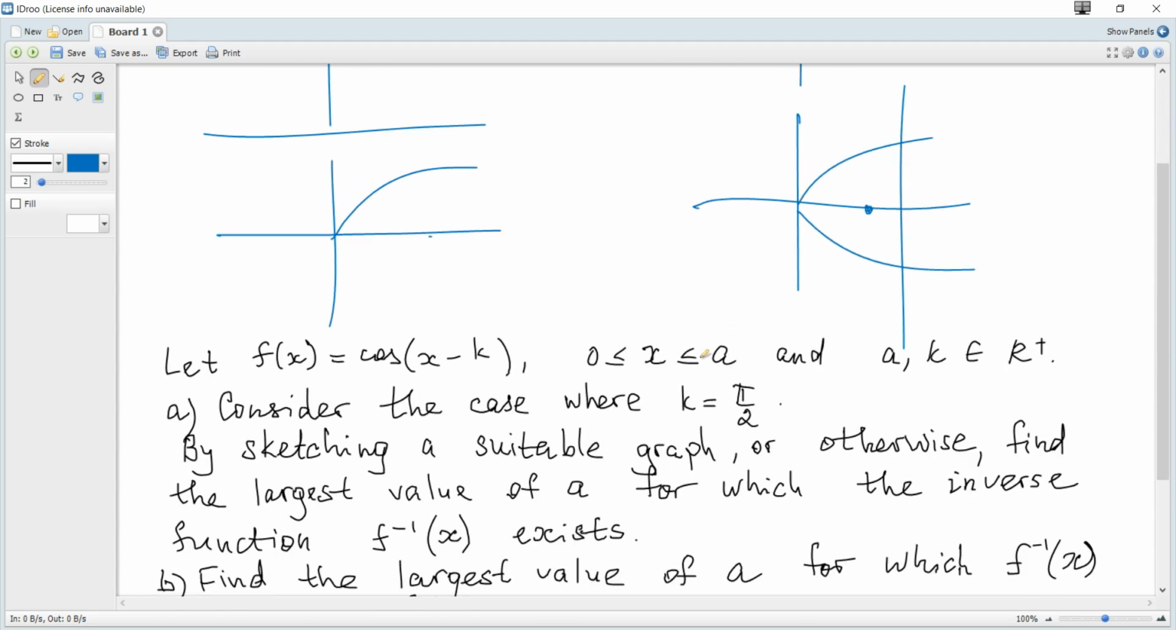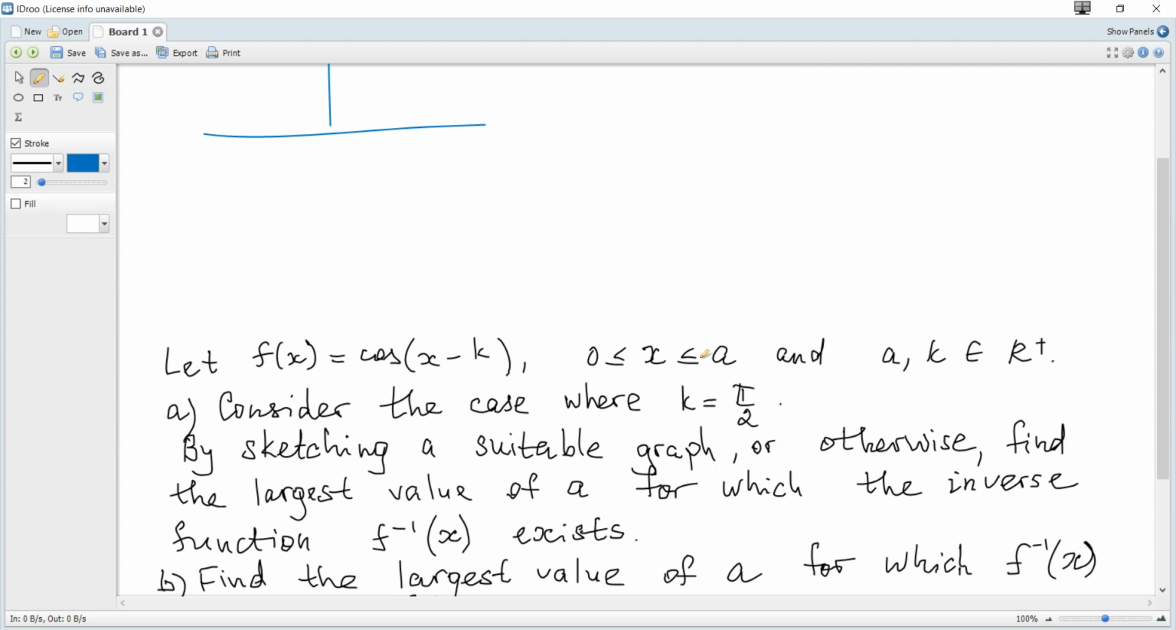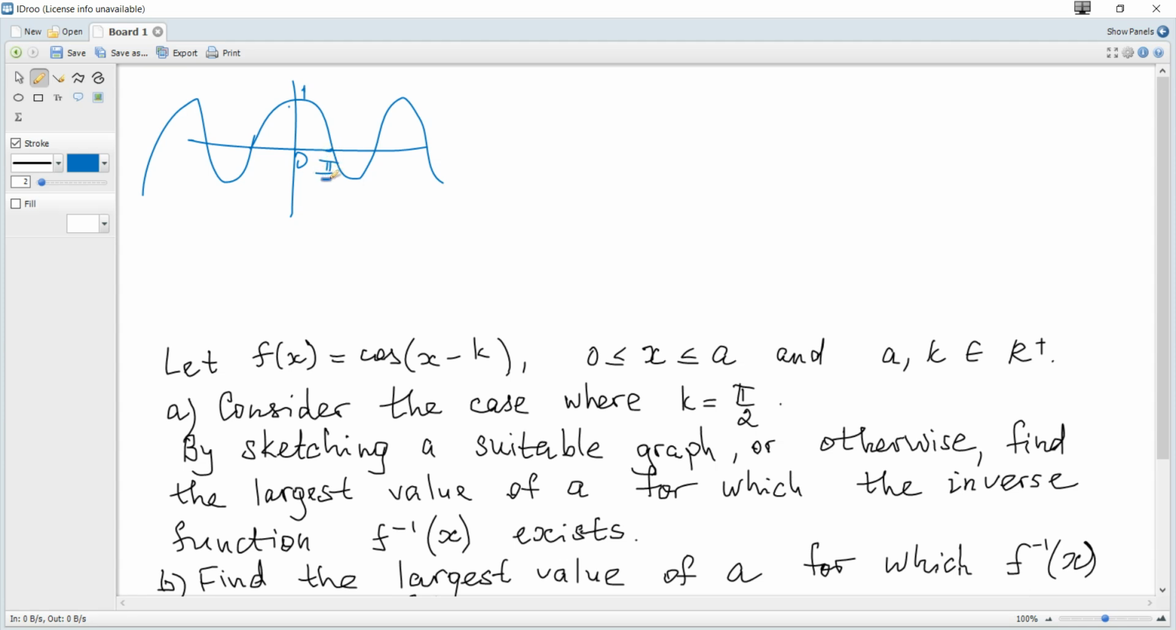And now let's consider our cosine of x minus k. We can obtain this graph from cosine of x by translating k units to the right. K is positive, and the function f of x minus k can be obtained from f of x by translating k units to the right. Cosine looks like this, passes through 0, 1, period is 2 pi, so it's pi over 2, it's 2 pi.